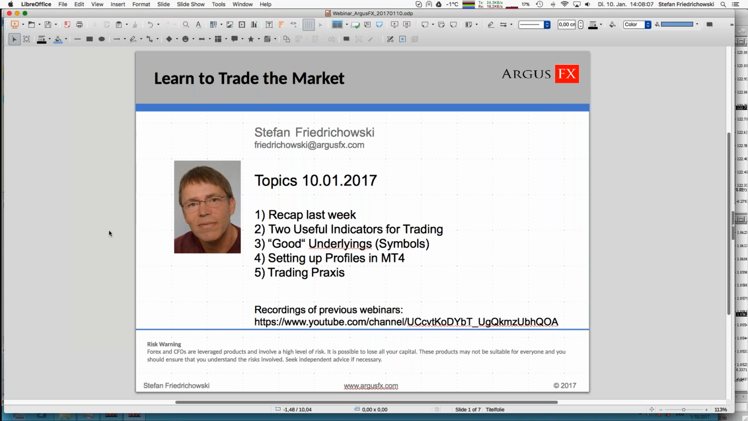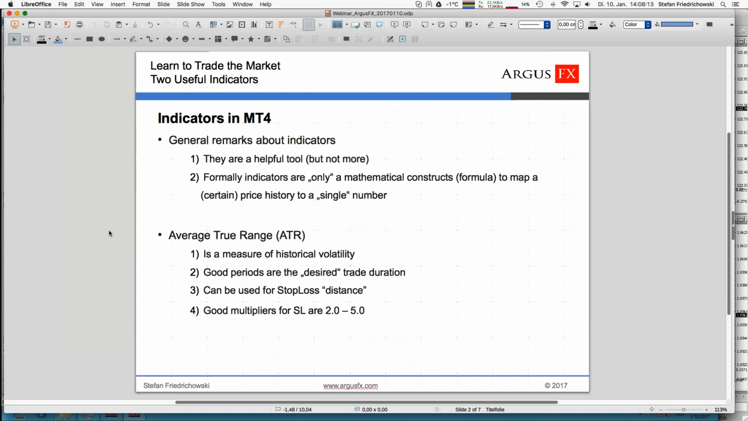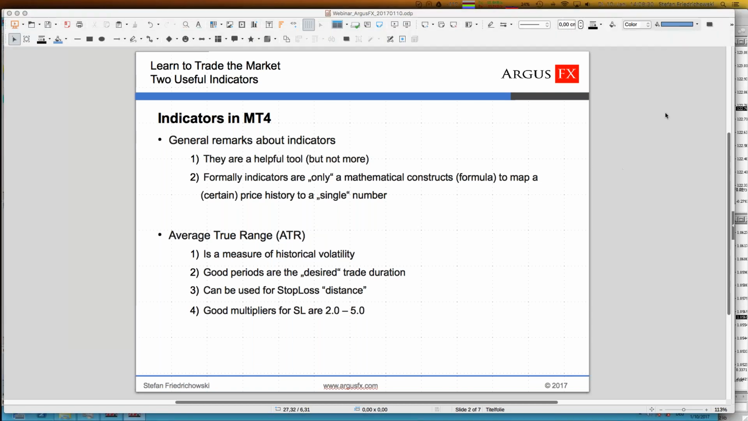Good. So I want to introduce 2 indicators today. Indicators in MT4, and we will set up those indicators, of course, in our MT4 platform, in our trades. But before I start with those indicators, let me make some general remarks about indicators at all.